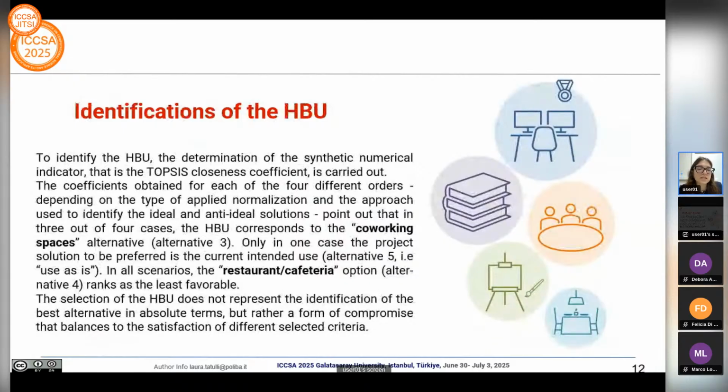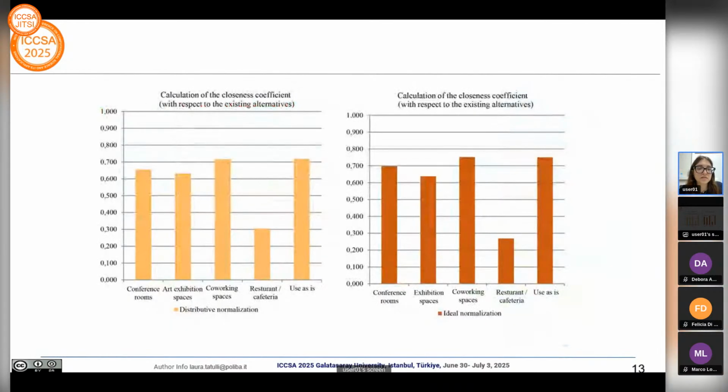So the analysis conducted allows us to identify the highest and best use, and in particular this was possible thanks to the determination of the synthetic numerical indicator, which is the Topsis closeness coefficient. The coefficients were obtained for each of the 4 different orders, which depend on the type of applied normalization and the approach used to identify the ideal and anti-ideal solutions. This analysis takes us to consider that the highest and best use corresponds in 3 out of 4 cases to the use of the building for co-working spaces, while the restaurant cafeteria option ranks as the least favorable. These are the orders and the calculation.